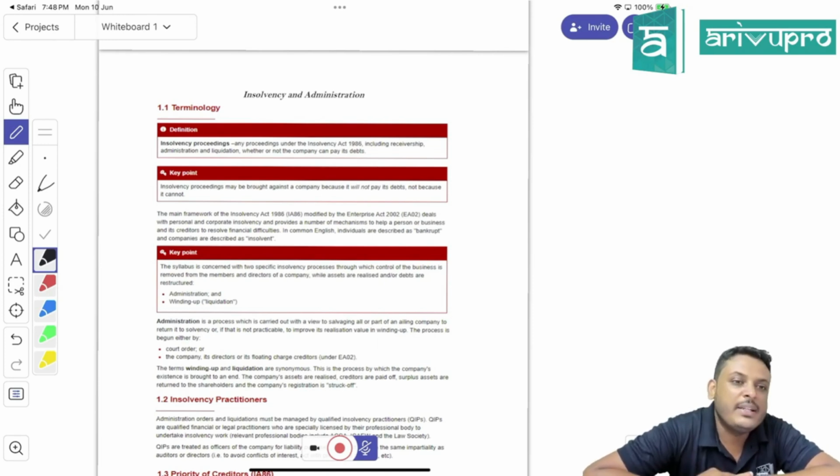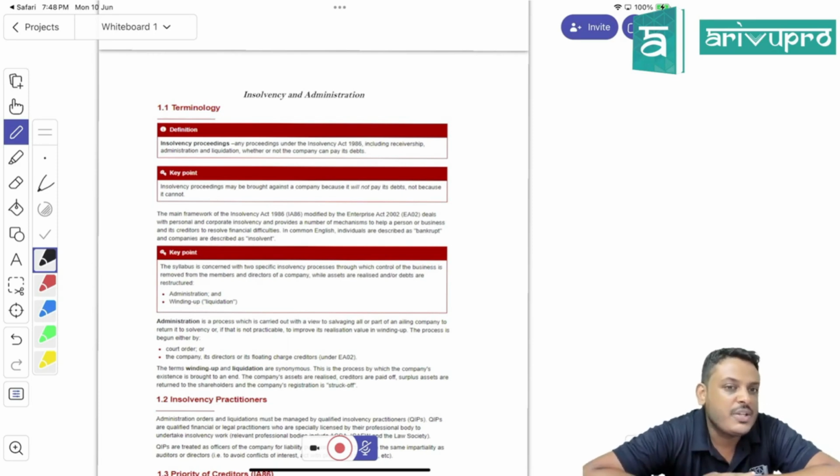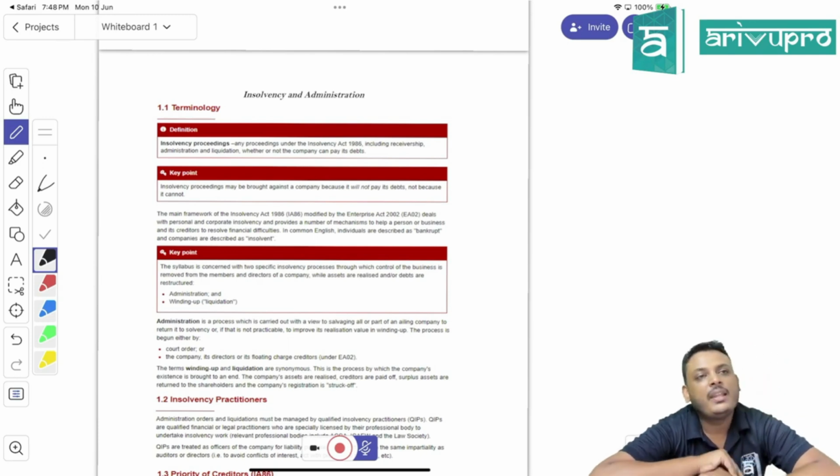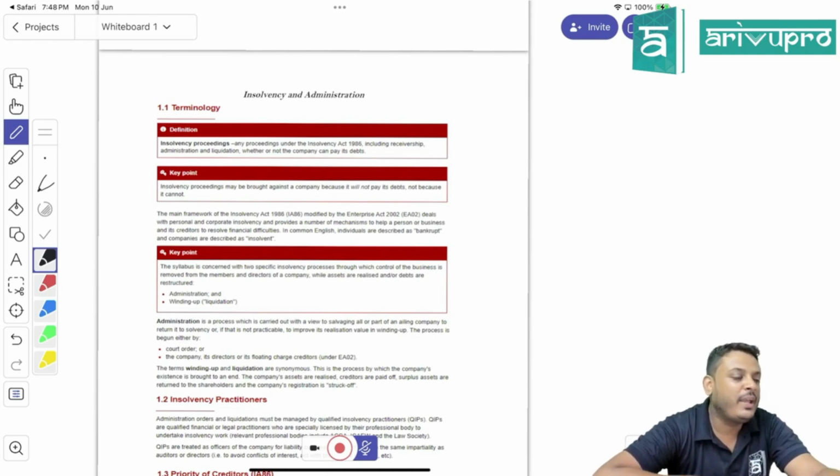So the correct method is to declare liquidation. Liquidation I will discuss in a while. We should declare that we are bankrupt. After that, insolvency administration proceedings will be done. Insolvency means the company is not generating enough cash flows or profits to pay its debts. And how to administer? Let's say the company is not in a position to pay its debts.